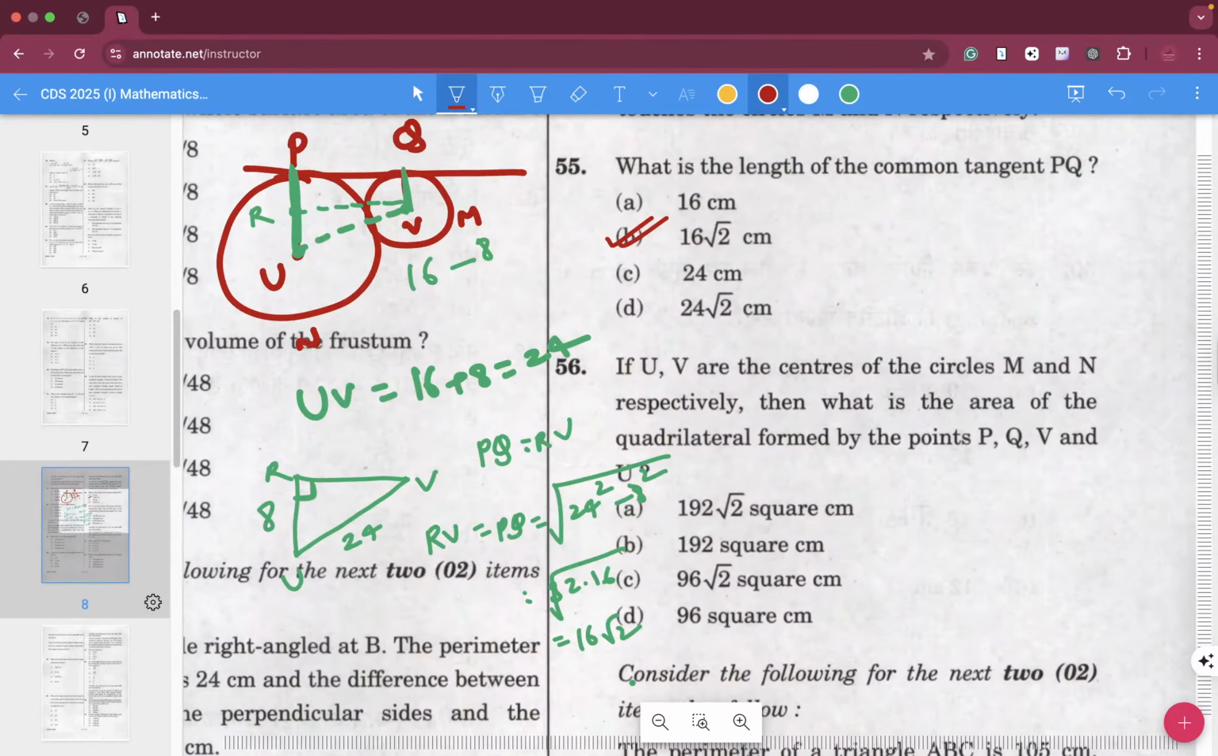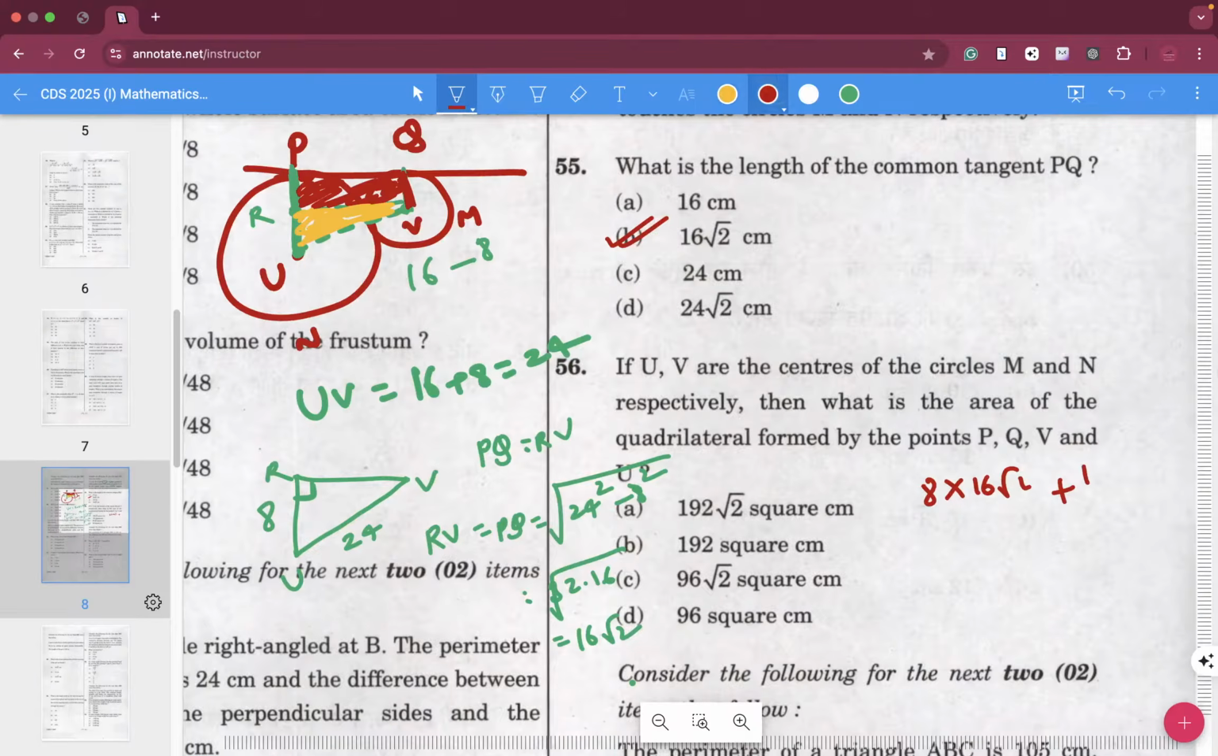And now, if they are saying U and V are the centers of the circles M and N respectively, then what is the area of the quadrilateral formed by P, Q, V and U? We have to find out the area of this particular quadrilateral, isn't it? The area of this particular quadrilateral is what? This length 8 into PQ, which we just found out is 16 root 2, plus the area of this particular triangle over here, folks.